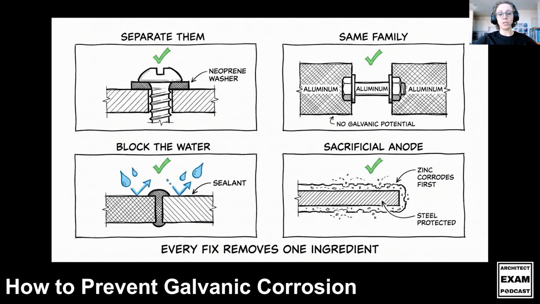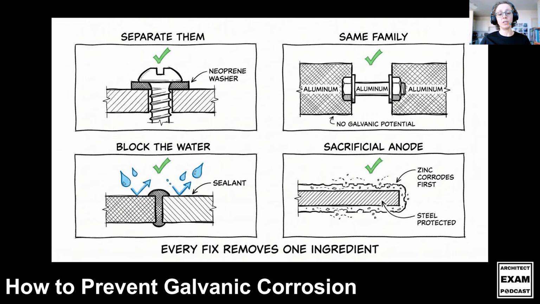The first strategy is to physically separate the metals. Break that electrical contact. You can use neoprene gaskets, plastic spacers, rubber washers, bituminous paint, tape, or coatings between the metals. This is really common with aluminum panels and stainless fasteners. You put an isolating washer between the screw and the panel, and now they're not in direct electrical contact anymore.